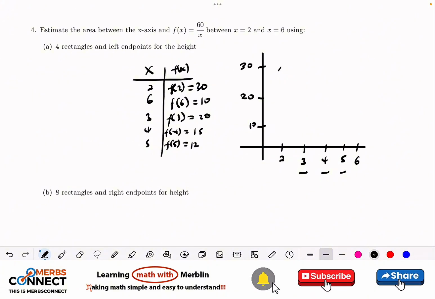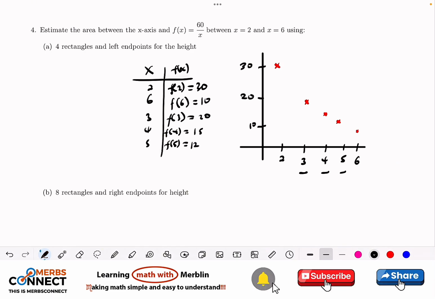2 and 30 will be here. 3 is 20, so 3 and 20 will be here. 4 is 15, so 4 and 15 will be just like in the middle here. 5 is 12, so also almost above this. And then 6 is 10, so we are going to have this form. Right. So let's try and then draw the graph.